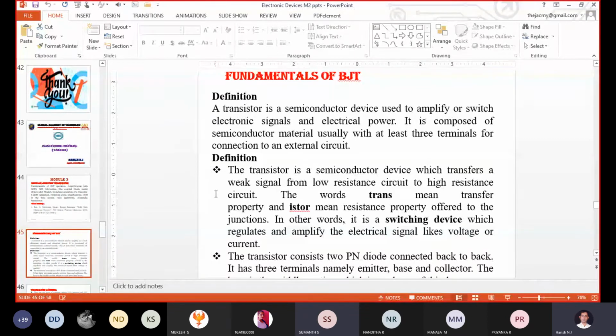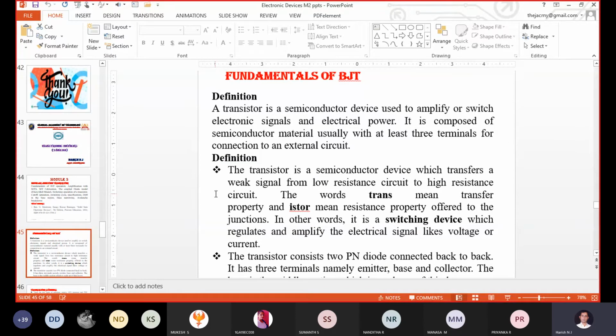Unipolar junction transistor means only one type of charge carrier is enough for conduction of that particular element. How many types of charge carrier are there? There are two types, one is hole, the other is electron. Out of these two types, only one type is enough for conduction of that particular device. That kind of device we call a unipolar junction transistor. So in the transistor there are two categories, unipolar and bipolar.